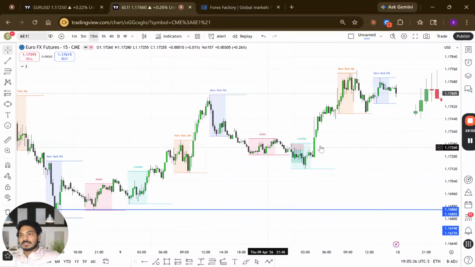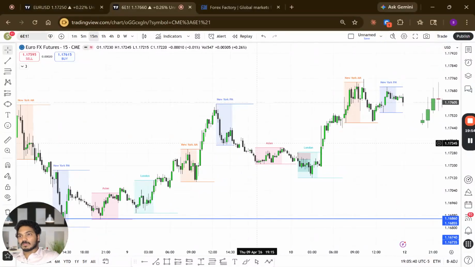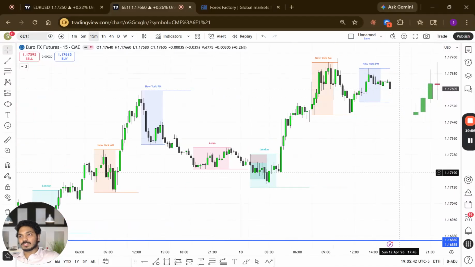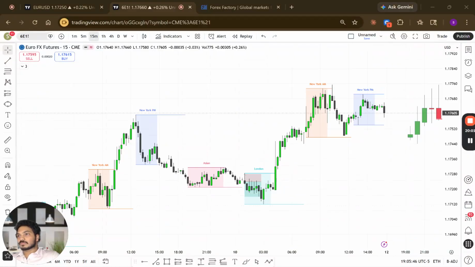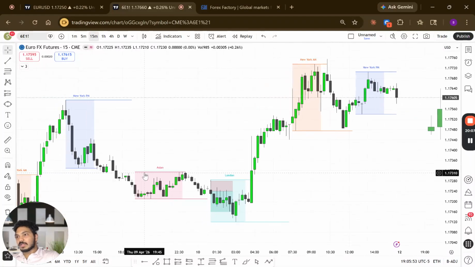Let's look at this specific day here, which is today, 10th April 2026. If you notice, the Asian session here is tightly consolidated and doesn't move much.